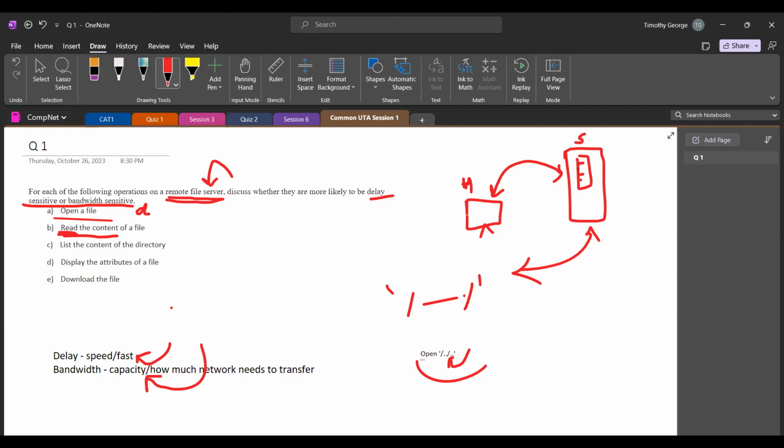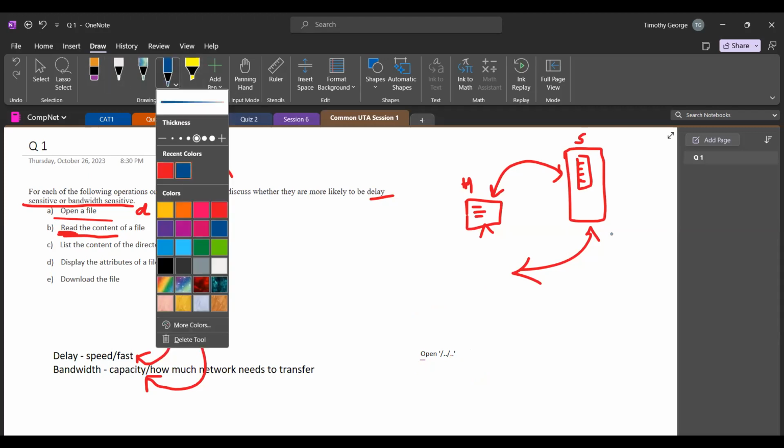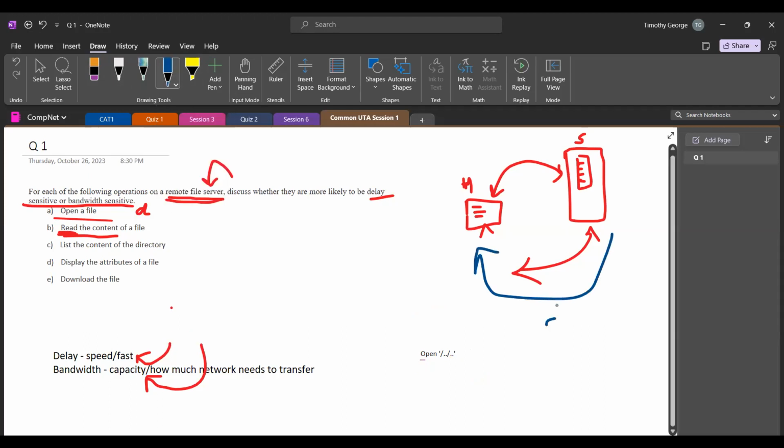That means once it is open on the file server, you want to be able to read the contents. And maybe you want to run some script on the computer or on your host. At that time, what would be needed? You would need data to be transferred, right? And when you need data, it is all about capacity. So how much the network needs to transfer. So reading the contents of a file, that is bandwidth sensitive.